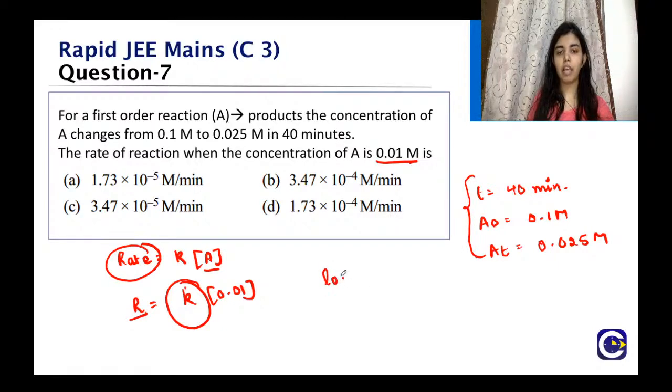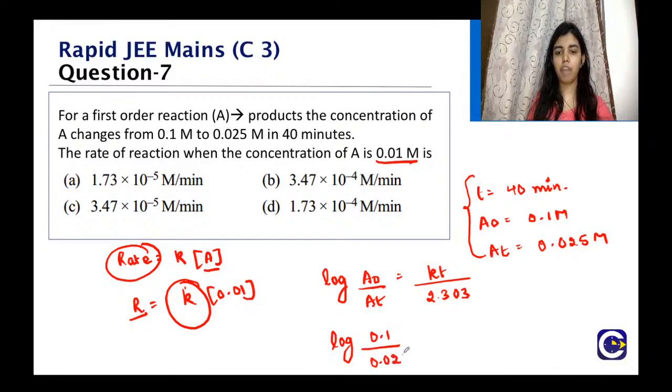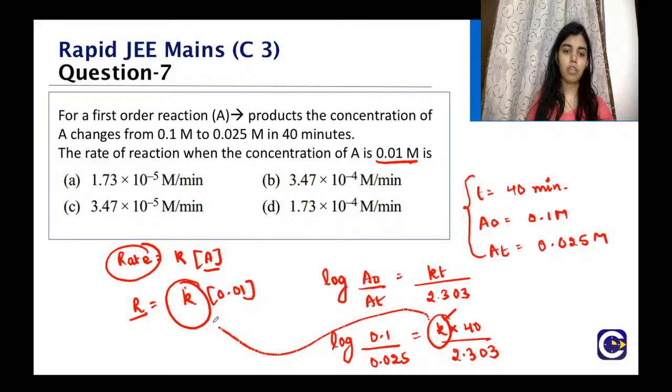So again apply the equation for the first order reaction. Log of A naught by AT will be equal to KT upon 2.303. So this will become equal to log of A naught is 0.1, AT is 0.025 equals K, which we need to find out, T is 40 minutes, divided by 2.303, right? Now you have to find out the value of K here. When you find out the value of K, that value needs to be substituted here, and then you can find out the rate of the reaction when the concentration of A is 0.01 molar.